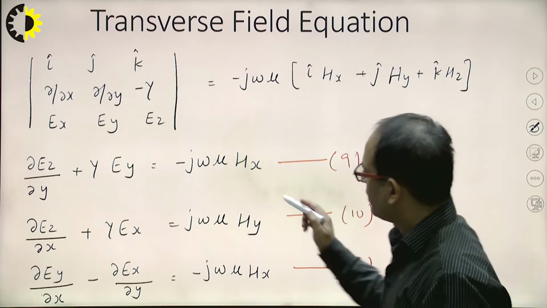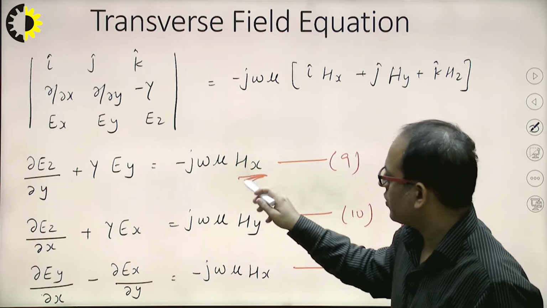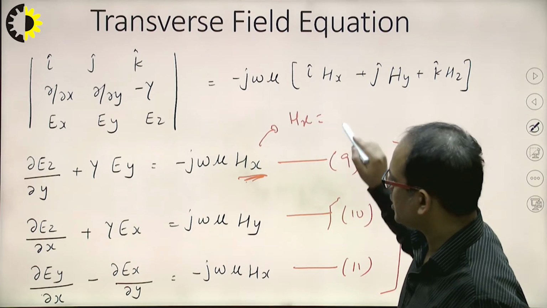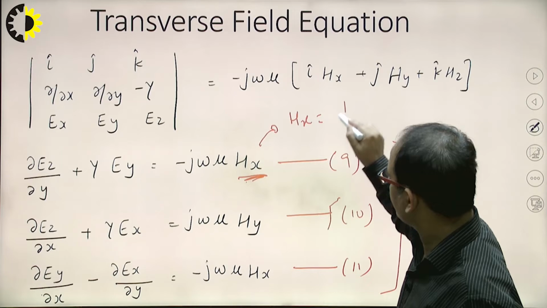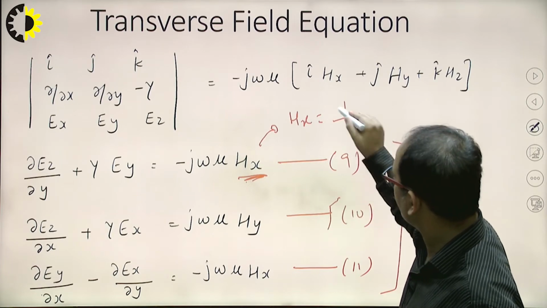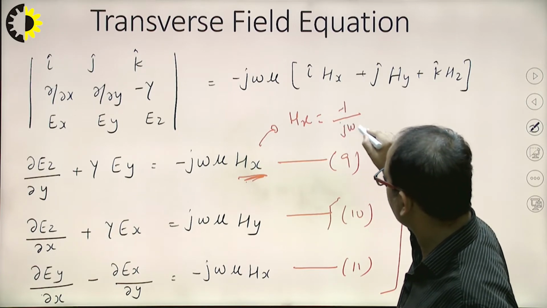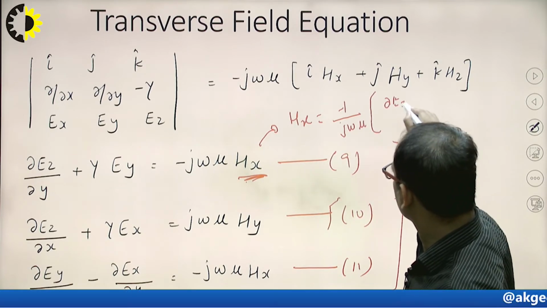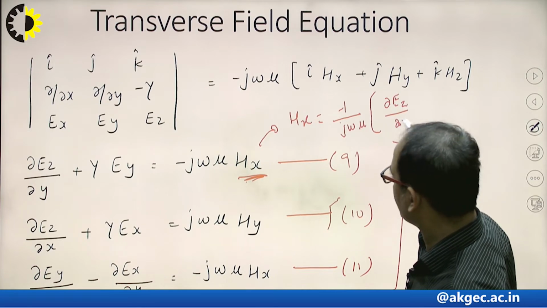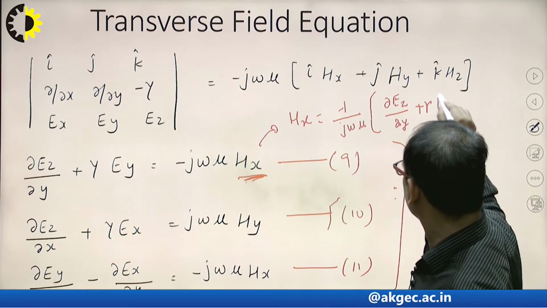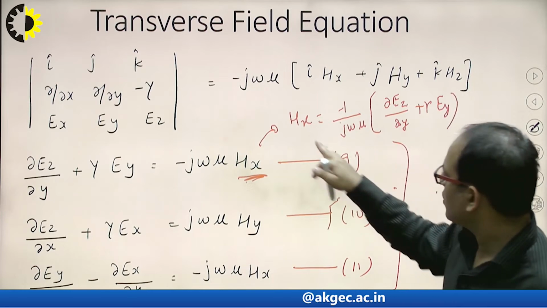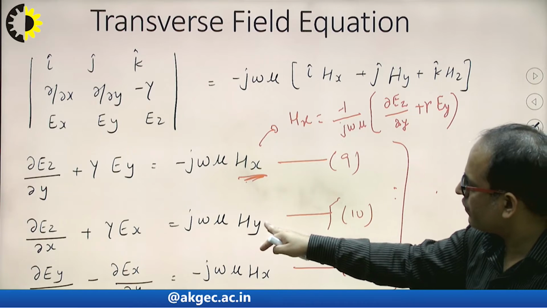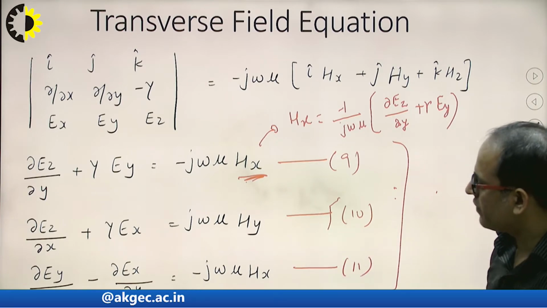Now see this one, Hx will be what? Now if I say this, Hx will be equal to what? This Hx is equal to 1 upon me, minus of j omega mu bracket start del of Ez by del y plus me gamma Ey. Now putting this value of Hx, you will get the value of Hy similarly, and similarly you will get the value of Ex.